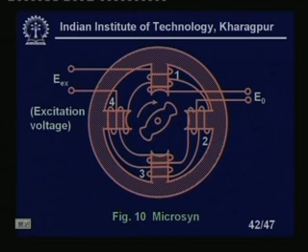This is our microsyn. You see, this is the diagram of the microsyn which I have shown. We have the excitation voltage. You see these two coils are different. If you look very carefully, you see this excitation is going through this single winding, it is coming like this, going like this.